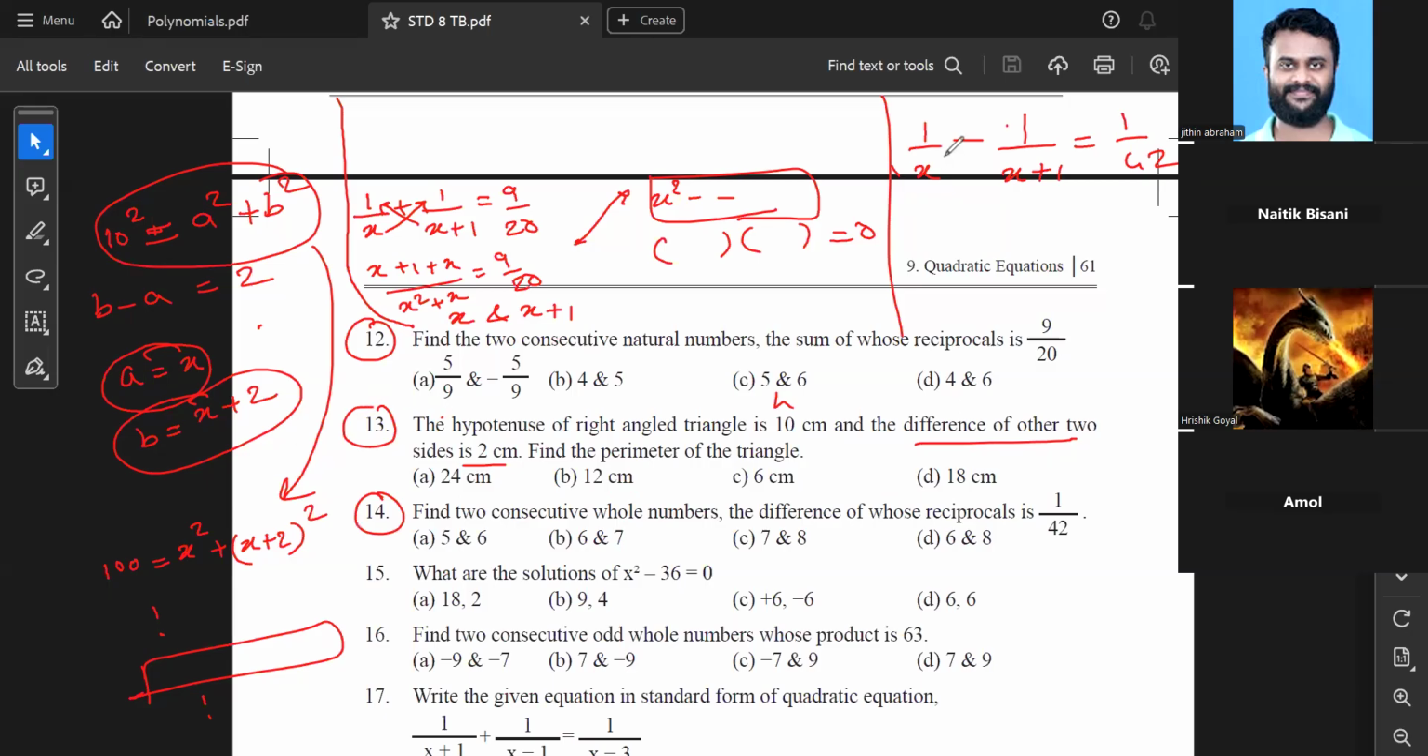Okay. Now somebody might be having a doubt, that sir, okay, I'll tell you beforehand itself. Don't see which number should you write first. Always the bigger number should be written first. Okay. Now you'll say, sir, x plus 1 is greater than x, isn't it?